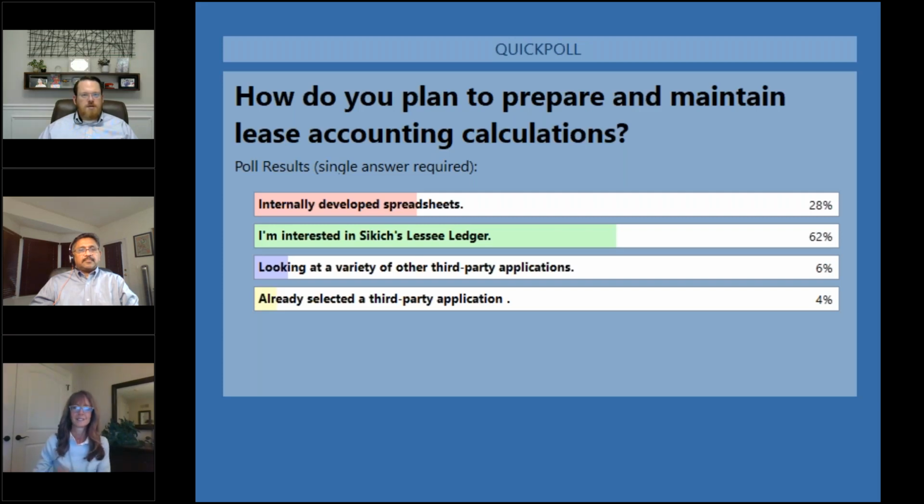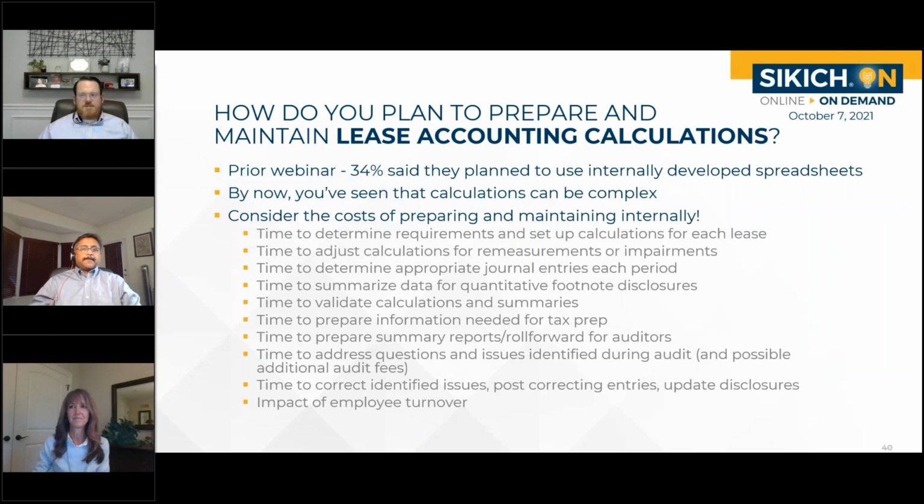Okay. So 28% is down a little bit compared to where we were last webinar. About a third of attendees in the prior webinar planned to do it internally. I don't know if after that webinar, or maybe with what we've shown you today, it's evident that there's a little bit more that goes into these calculations and maintaining them over time with the subsequent accounting requirements. They do become complex, and then accumulating all the information that you need. So even with the 28%, it's not unexpected.